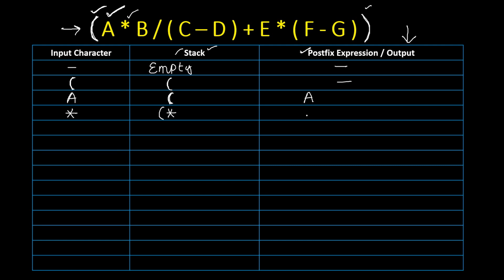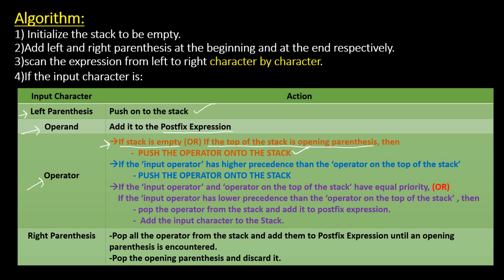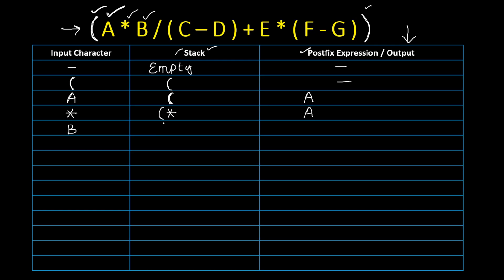And now there is no change in the postfix expression. So there will be A as it is. Okay. Next. What is the next input character? B. So take the input character as B. Go to the algorithm. B is an operand, right? Whenever we get an operand, add it to the postfix expression. So there is no change in the stack. It will be as it is. Now add this B to the postfix expression. So A will be there, and to that A, add B, right?